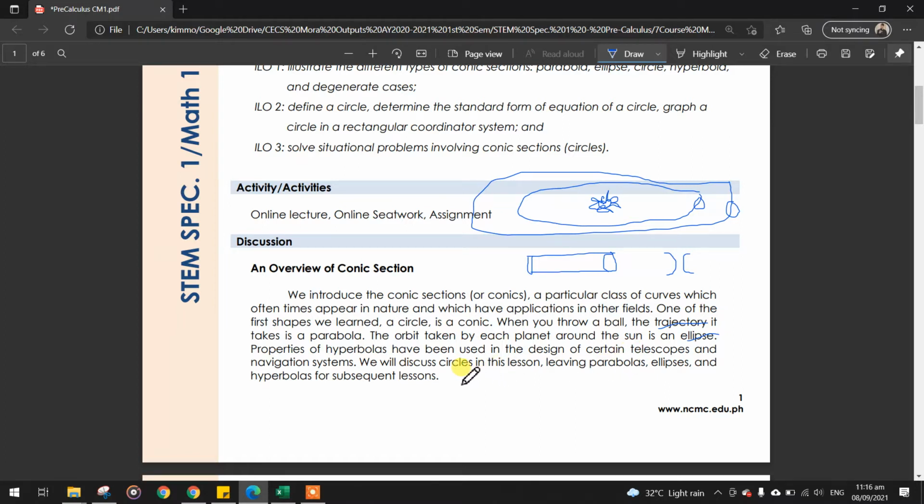For this module, we will only discuss circles first. For the following modules, we will take them one by one. We have the parabola, ellipse, and the hyperbola. We leave the parabolas, ellipses, and hyperbolas for the following modules.